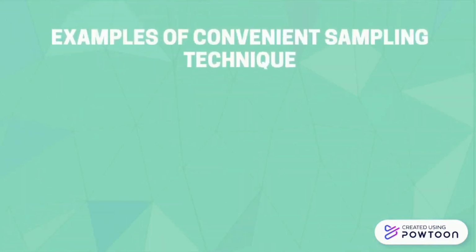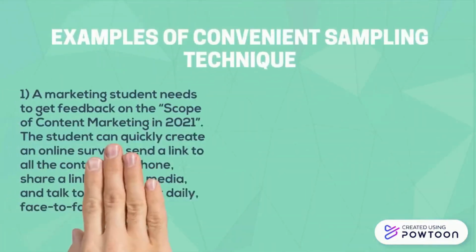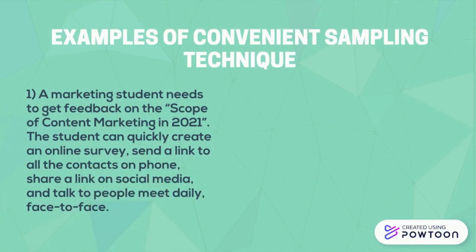Here are some examples of convenience sampling technique. Our marketing students need to get feedback on the scope of content marketing in 2021. The student can quickly create an online survey, send the link to all the contacts on phone, share the link on social media, and talk to people daily, face-to-face.